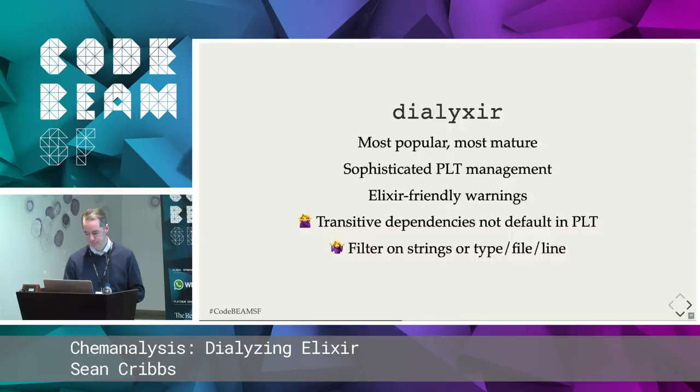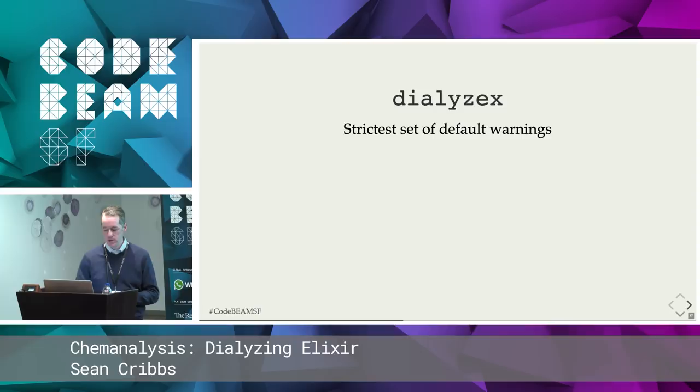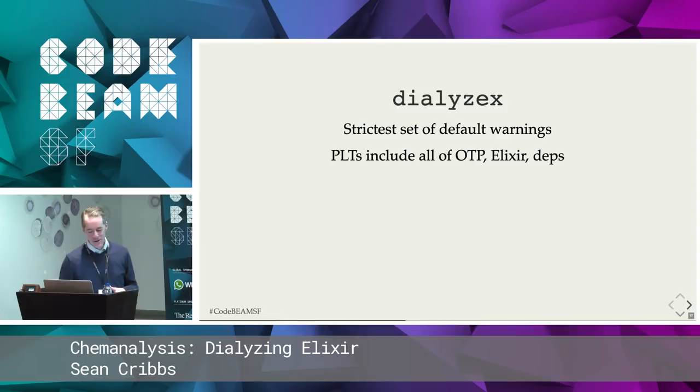So the next one is Dialyzex. It's quite a bit smaller and slightly more opinionated integration than Dialyxir. As such, it uses the strictest set of warnings. So basically, everything in that right-hand column I showed you earlier is turned on. In some cases, this is very annoying. You'll have a lot of warnings emitted in your build. But it definitely surfaces the maximum number of possible bugs, which sometimes with Dialyzer I call misunderstandings. Either Dialyzer misunderstands me or I misunderstand it. It depends on the day.